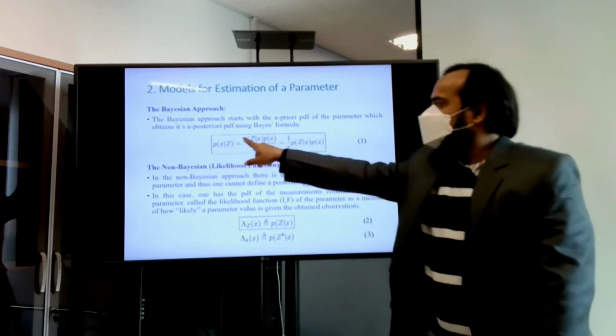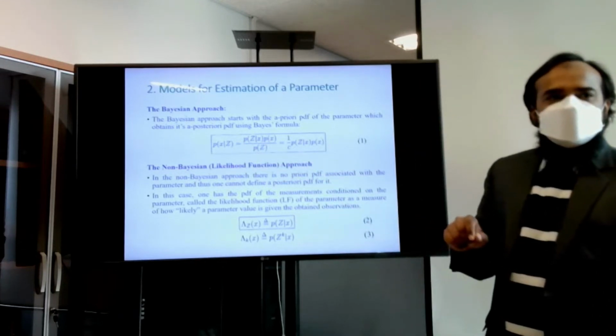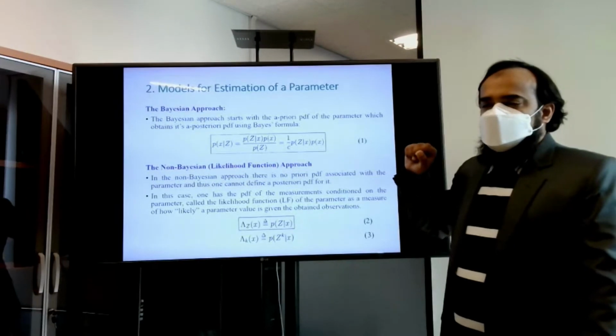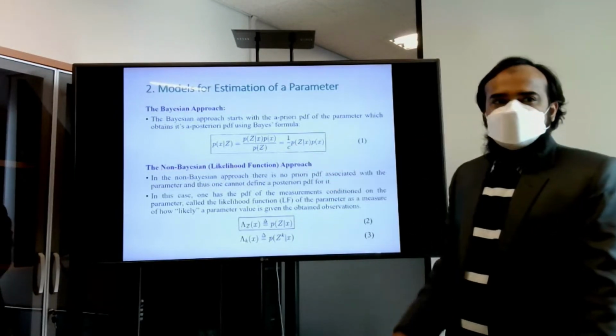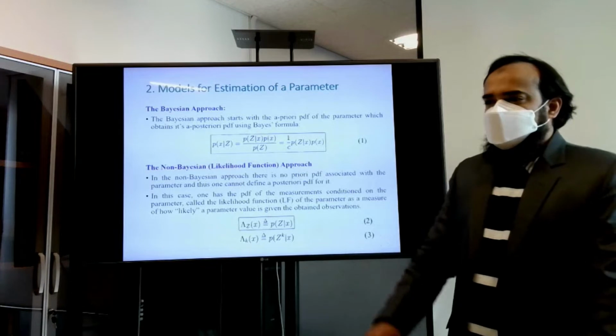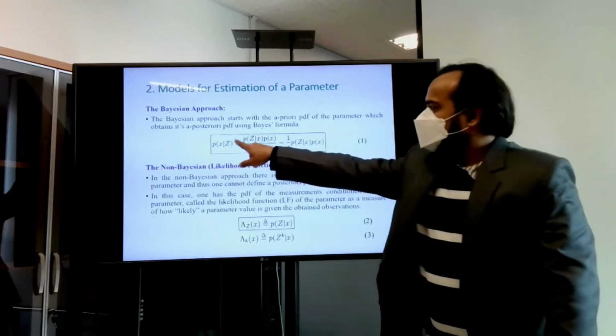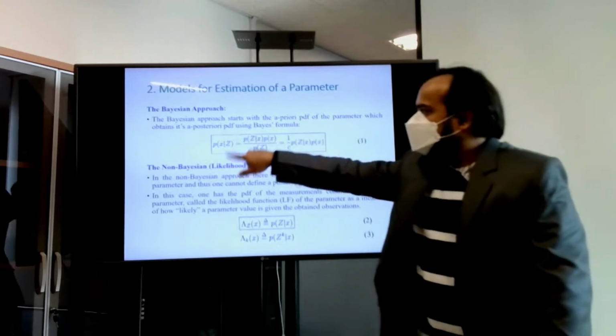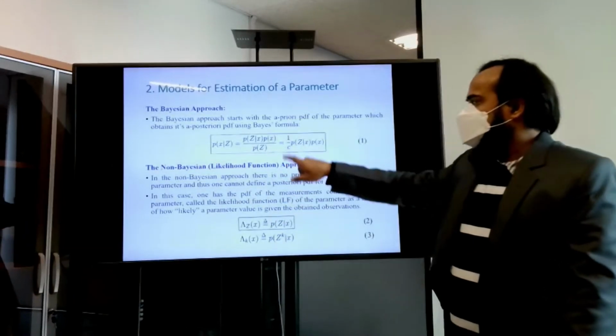You already know this formula. So who can tell me which one is a prior PDF and which one is a posteriori PDF in this formula? Can you tell me please? Which variable is a prior PDF and which one is a posteriori PDF in this formula?